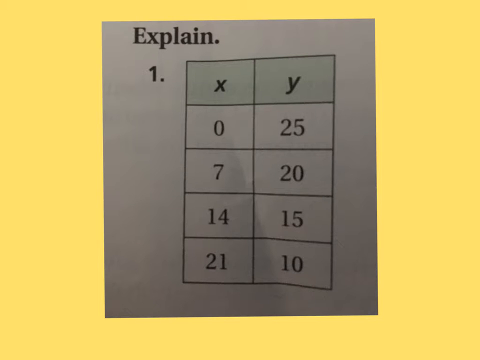Alright, let's see what you got. Let's start with our x's first. From 0 to 7, we add 7. From 7 to 14, we add 7. From 14 to 21, we add 7. Okay, so the x's are constant.